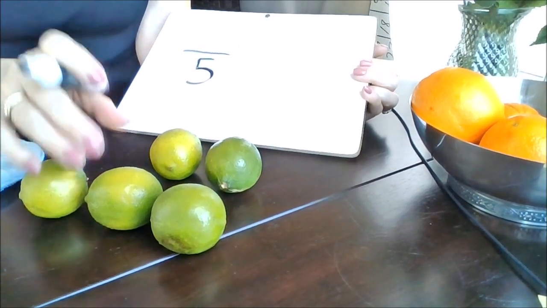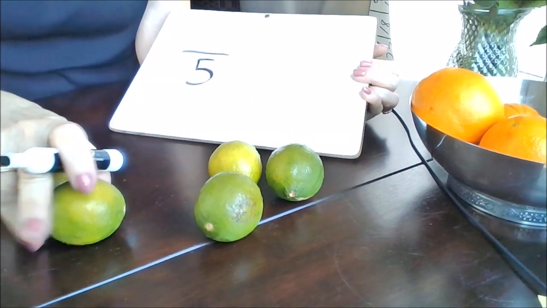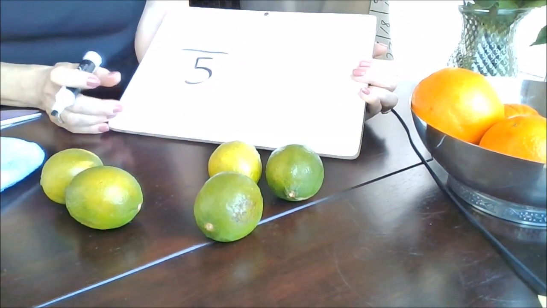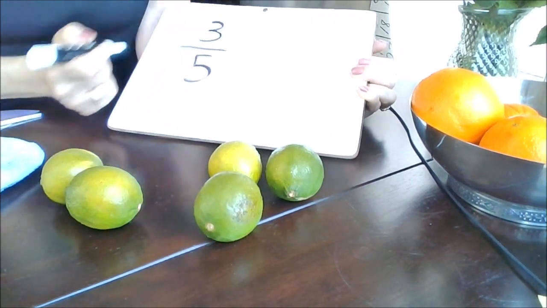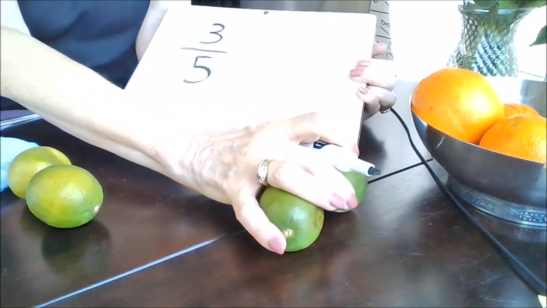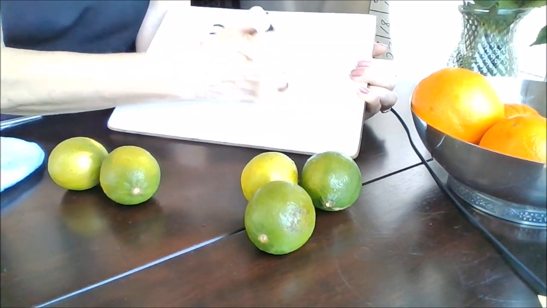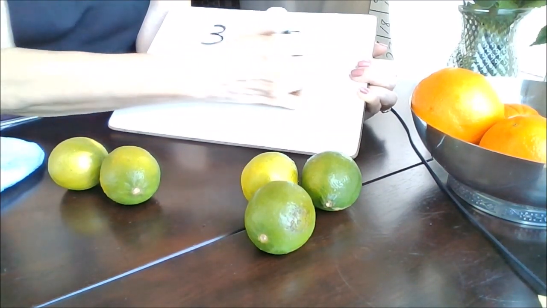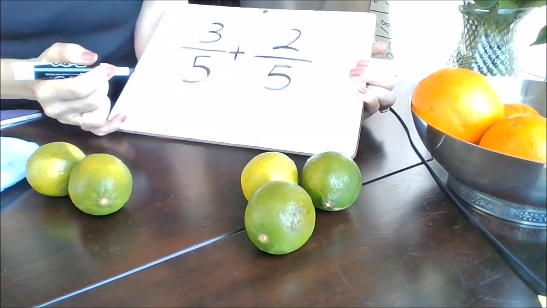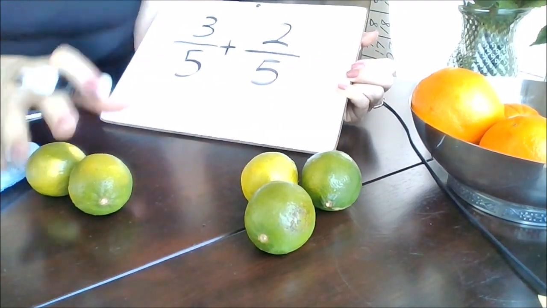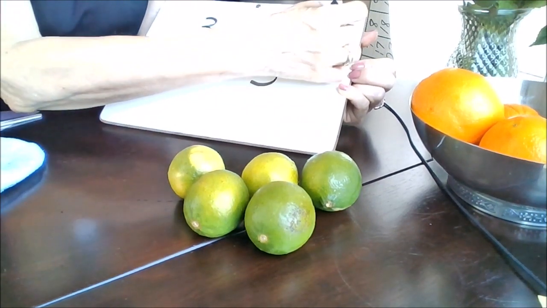Let's say you're going to use 3 of them and put these back in the refrigerator. So this group of limes would be 3/5 of it. The ones that you used, 3/5. The ones that went back in the refrigerator would be 2/5 of the limes. If we added those together, we would have the full group again. 3 plus 2 is equal to 5.